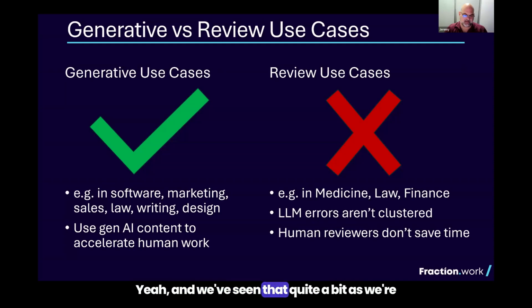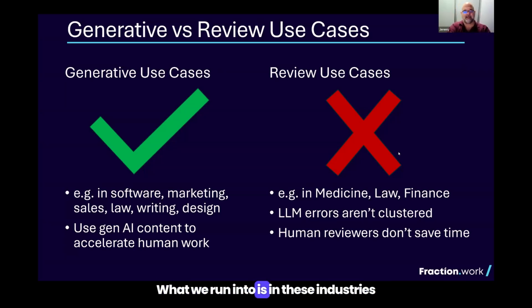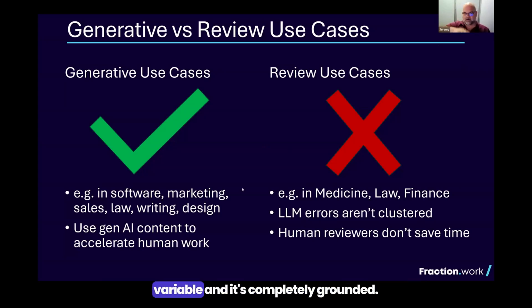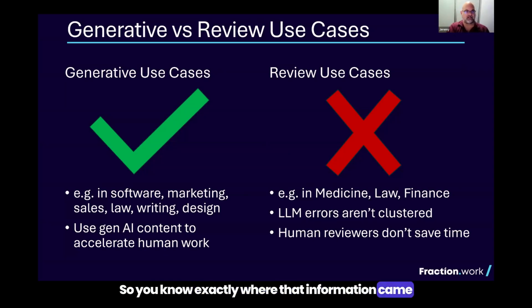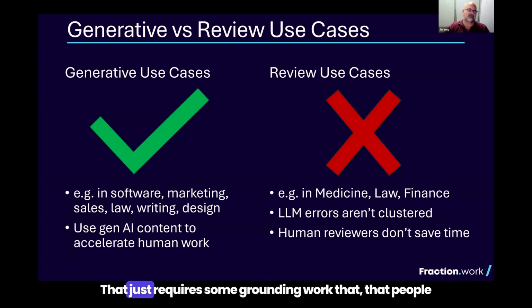Yeah, and so we've seen that quite a bit. As we're looking at using large language models, what we run into is in these industries where people are used to large stratification statistical models, where you can follow the variable and it's completely grounded, so you know exactly where that information came from. That drives the trust. Today, because LLMs kind of feel like voodoo to many people, there's that trust gap that doesn't let us trace back to the piece of information that made me draw this conclusion. Now, you can do that with LLMs. It just requires some grounding work that people are just now getting used to doing.